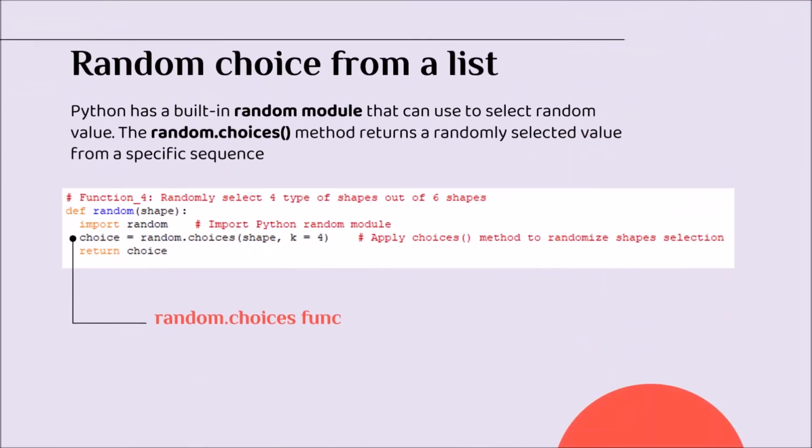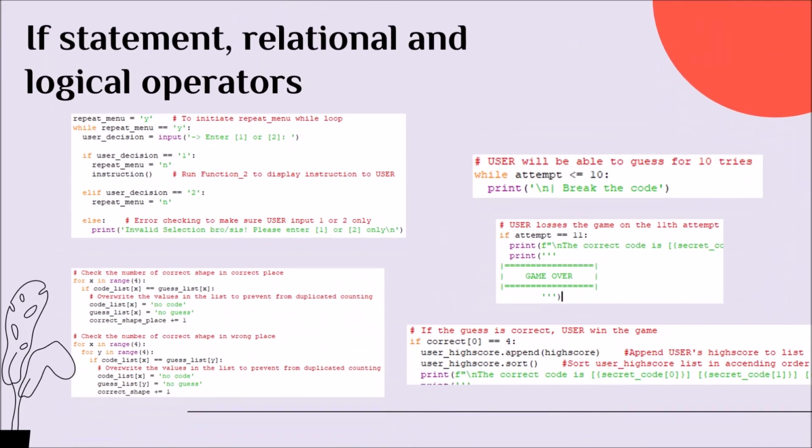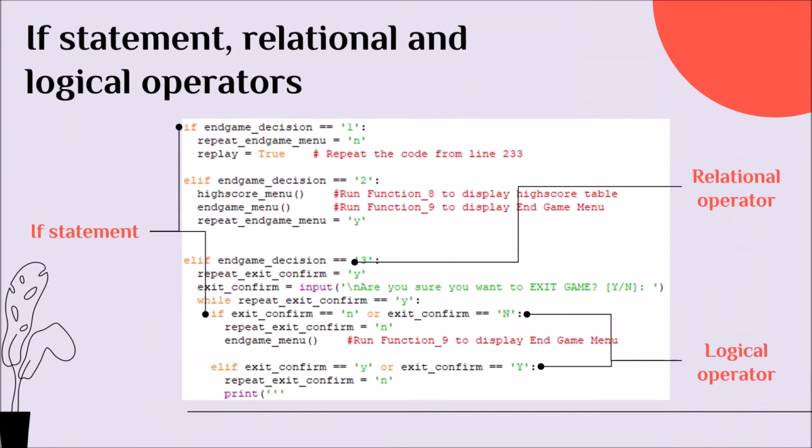Following that, I have the random choice to generate random shapes for the user to guess. In the code, it is necessary to import the random module first in order to use the random.choice method to randomize the secret code. After passing in the desired parameters, it will generate 4 random shapes out of the 6 shapes in the list. Next, if statements, relational, and logical operators. All these are widely used in my code to define a specific decision-making process. Here is an example of all of them being used at the same time.